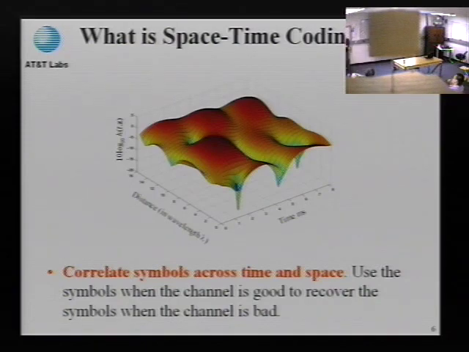So we have these two antennas, and we are going to correlate the signals that we send from those antennas. So we're going to correlate top antenna, bottom antenna, so we get correlation in space, and also correlation in time. So in a sense, when we think about code words, a code word is going to be an array. Antennas go down, time goes across.